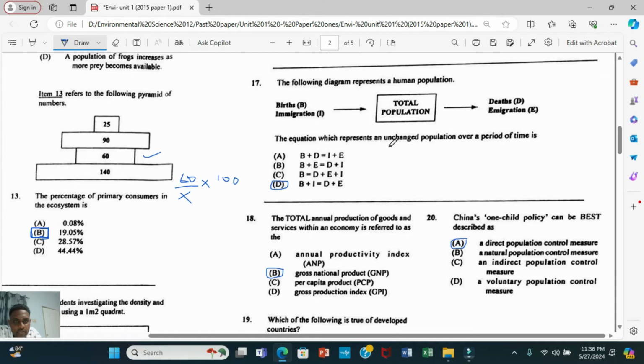Number 17, the following diagram represents a human population. The equation which represents an unchanged population over a period of time is D. All right, birth plus immigration equals death plus emigration. Now, I've answered these questions on paper 2020 in detail. You can check those papers.